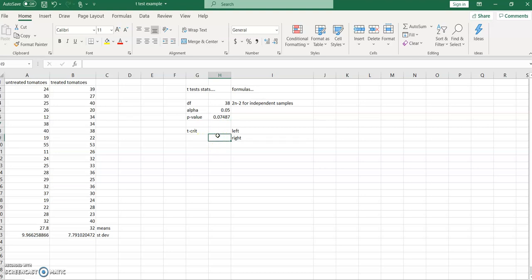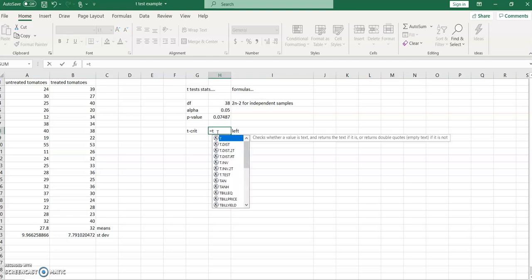Okay, one other test statistic we want to grab real quick is the t-value, or the t-score, sometimes called. So we're going to hit t.inv. No, we're not going to hit equals first. So t.inv.